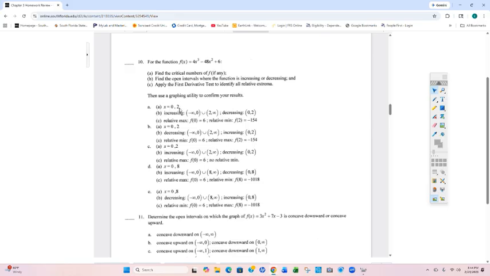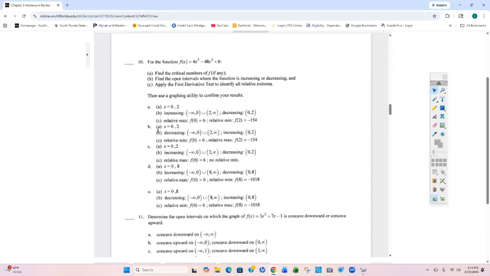A, x equals 0 and 2. Part B, increasing from negative infinity to 0, union 2 to infinity. Decreasing from 0 to 2. C, relative max f of 0 equals 6, relative min f of 2 equals negative 154.